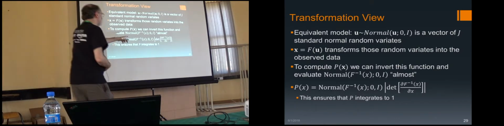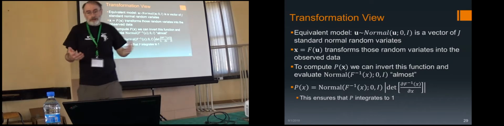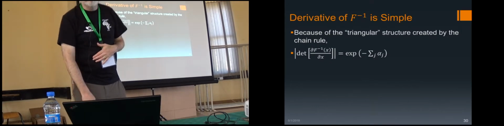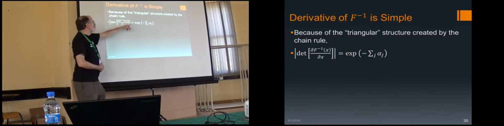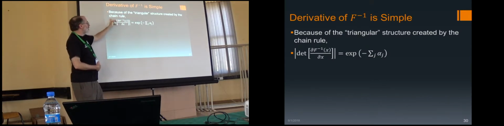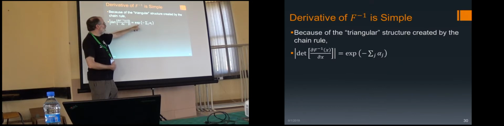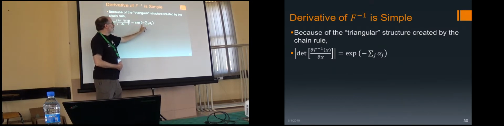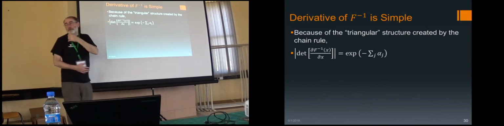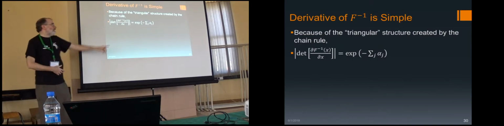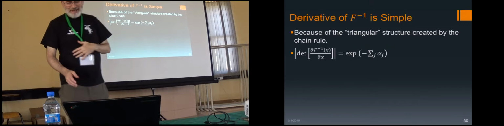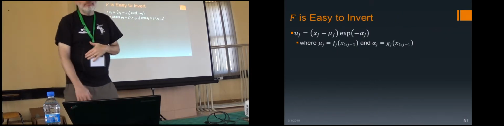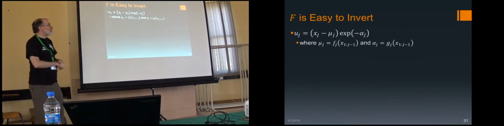I wrote down this f inverse, but can we compute that? Can we actually invert a neural network? I should point out that if we could invert it, this complicated thing here just turns out to be summing all those alphas and taking e to the minus that. So it's actually very easy to compute. We like to do this because we like to show off that we remember what a determinant is and things like that. But it turns out this f function is easy to invert.